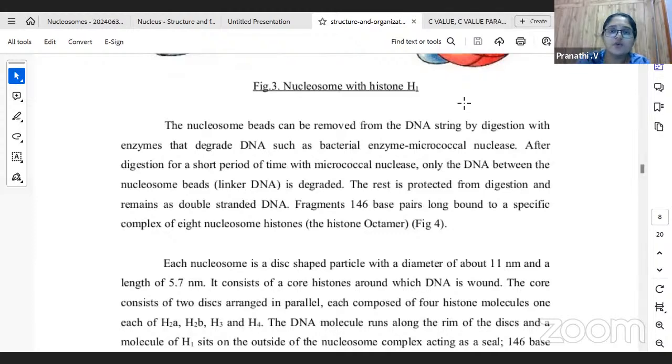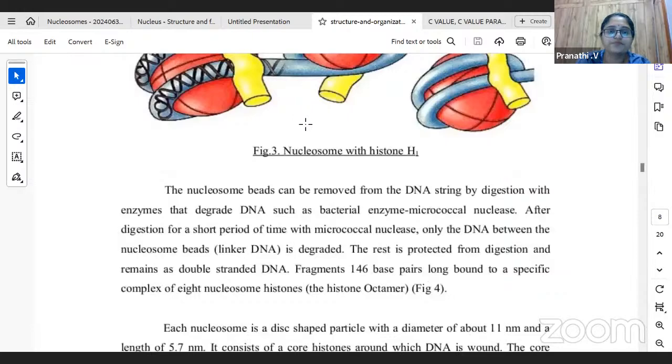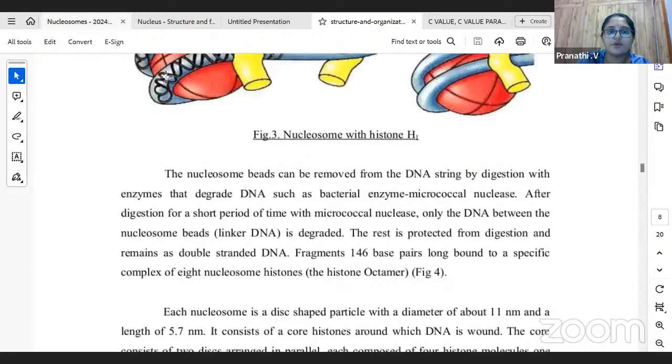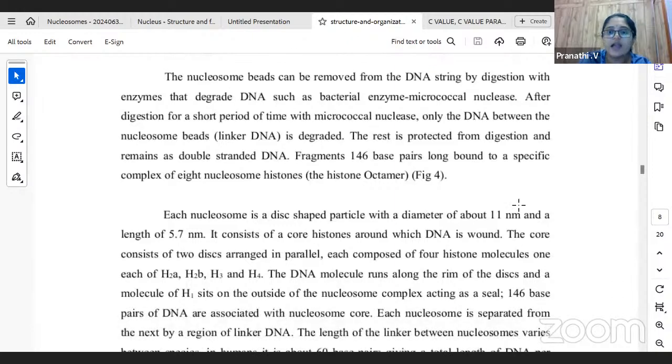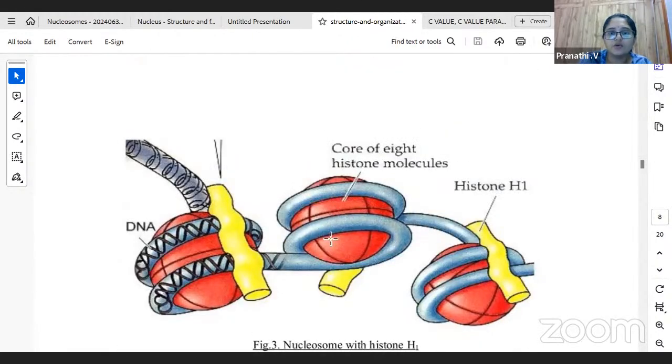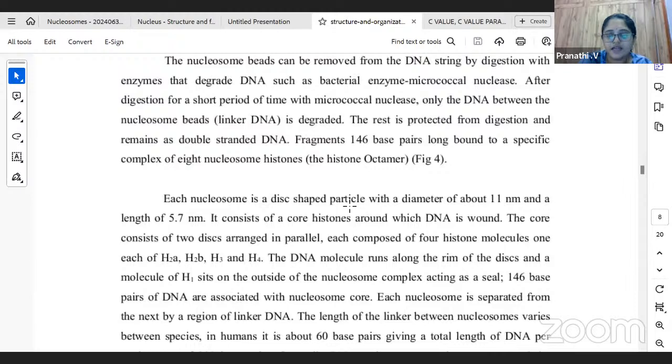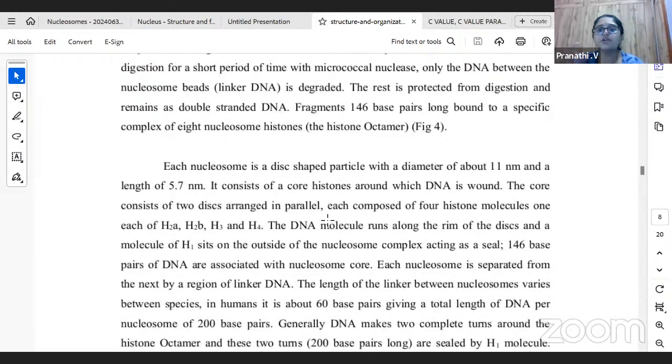Now this is known as a nucleosome. Each nucleosome is a disc-shaped particle with a diameter of around 11 nanometers and around 5.7 nanometers in length. These are the core proteins. Around 8 core proteins are present, arranged as two discs in parallel, four on top, four on the bottom. The four core proteins are H2A, H2B, H3 and H4. So you have four protein molecules on each disc, eight in total. This DNA molecule runs along the disc.